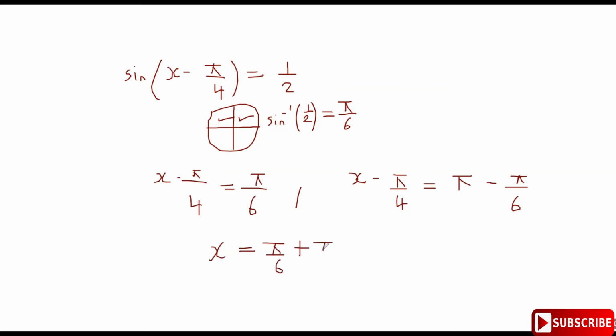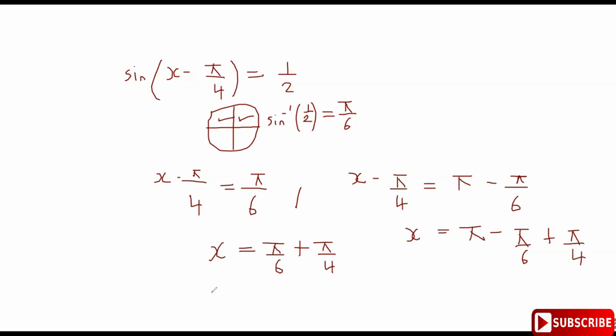Good. Pi by 6 plus pi by 4. That's what we do to make x the subject. Over here, make x the subject again. And so x is going to be equal to pi minus pi by 6 plus pi by 4. So we do that, and that will give us what x is. Beautiful. So go ahead and solve these.